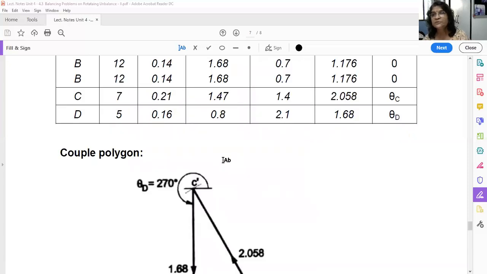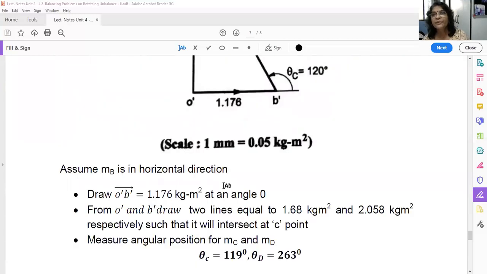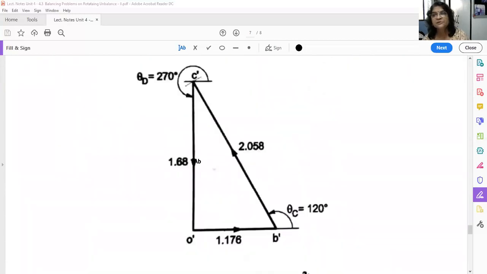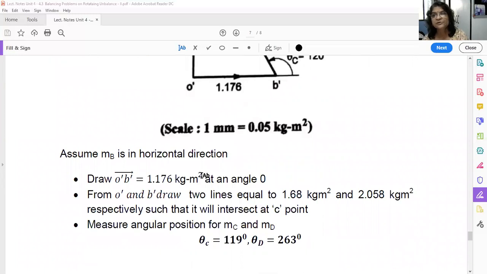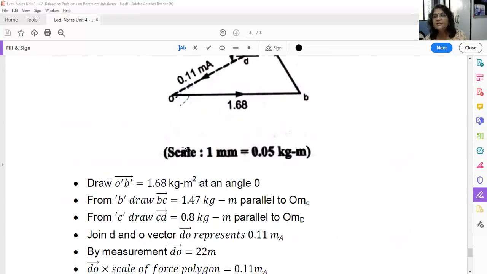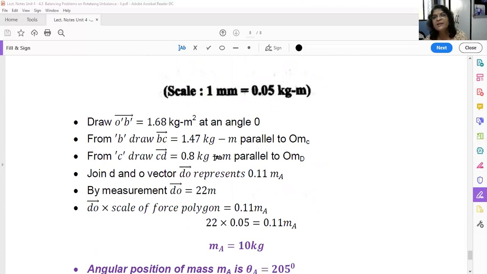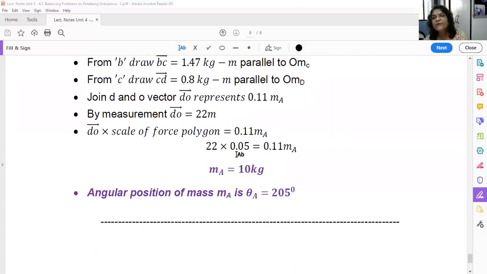This is 0.01 MA. Now in this diagram, 0.01 MA. So measure this length. What does it represent? 0.01 MA. So 0.01 MA is equal to length into scale. Whatever that length is, I am getting 22 mm into 0.05 is equal to 0.01 MA. From this you are getting MA, that is 10 kg.